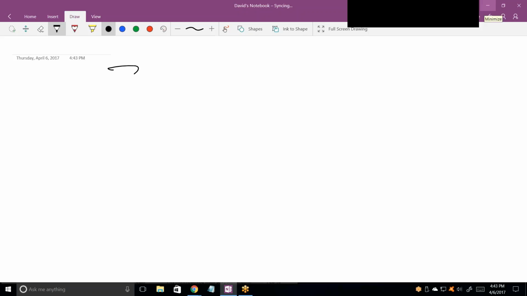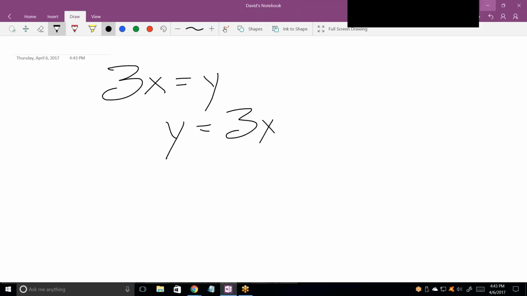3x equals y. So wouldn't that just be y equals 3x already? You got it. In other words, they were trying to trick you. So that's a direct. Correct. In other words, it's already solved for y.